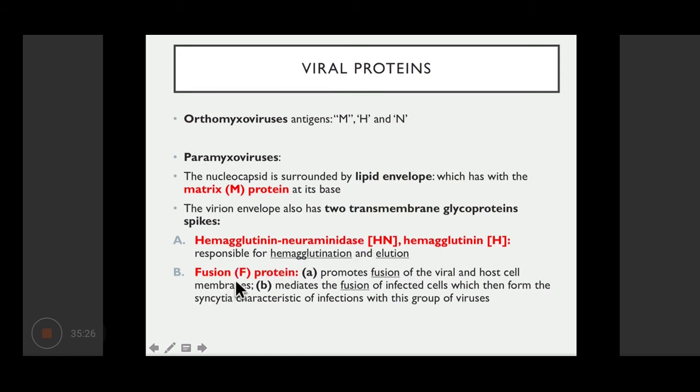Then they also have another protein, the F protein or the fusion protein, which promotes the fusion of the virus with the host cell, and it also permits fusion of various host cells together, resulting in formation of giant cells or syncytia. So this is a typical paramyxovirus.